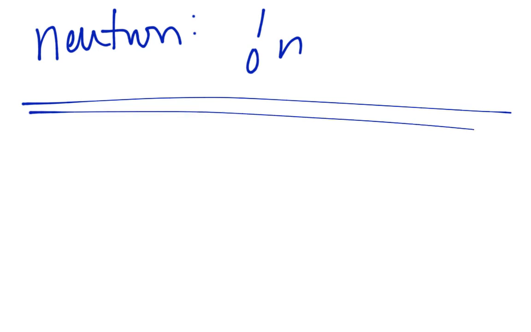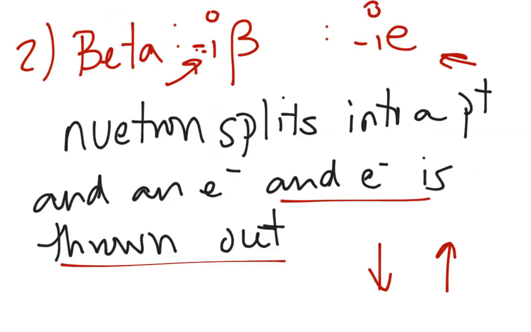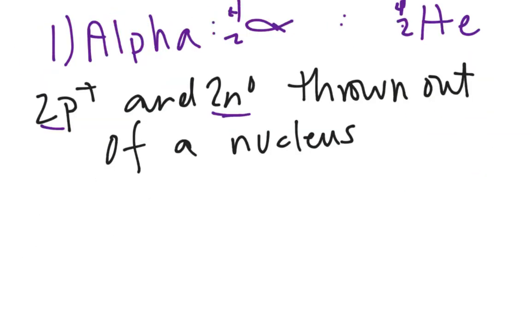Alright, and last is neutrino radiation, and it's just 1, 0 over n. It doesn't have another symbol. This one is the one we're worried about the least. Make sure that you know these other 3.